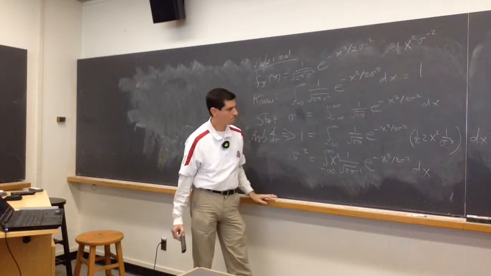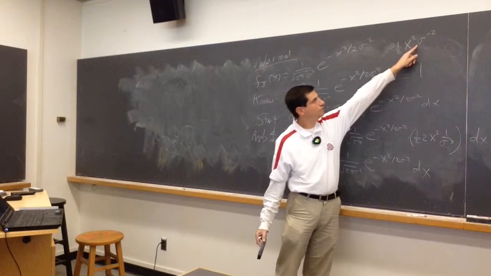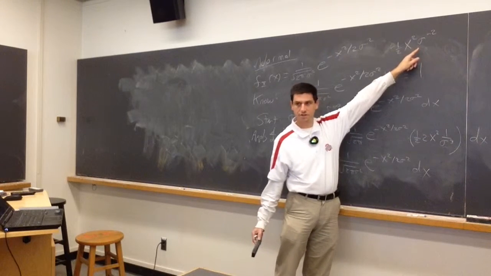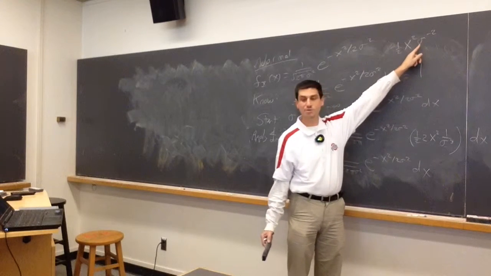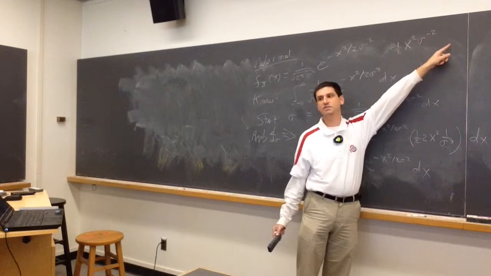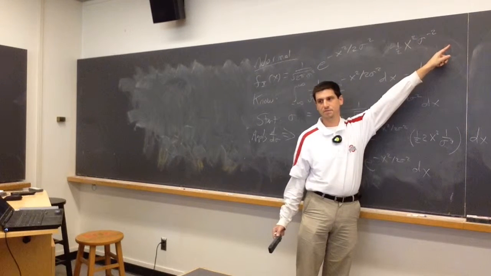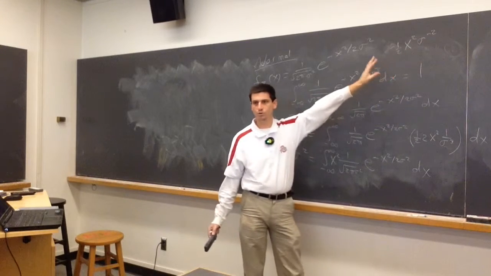Yes? How is it sigma cubed over there and then? Well, if you look, this is the exponent, right? It's negative 1/2 x squared sigma to the minus 2. When I take the derivative with respect to sigma, the derivative of sigma to the negative 2 is negative 2 sigma to the negative 3. I'm just using the standard power rule formula.